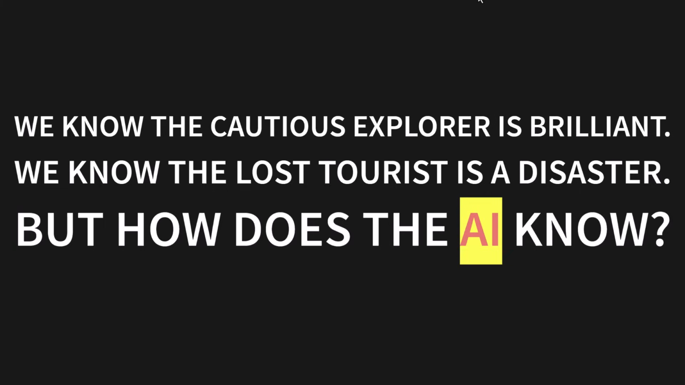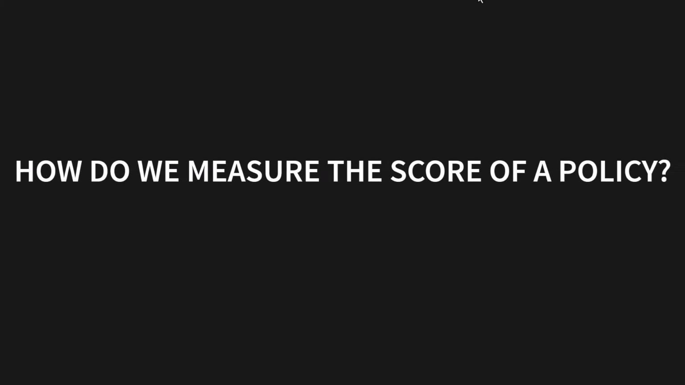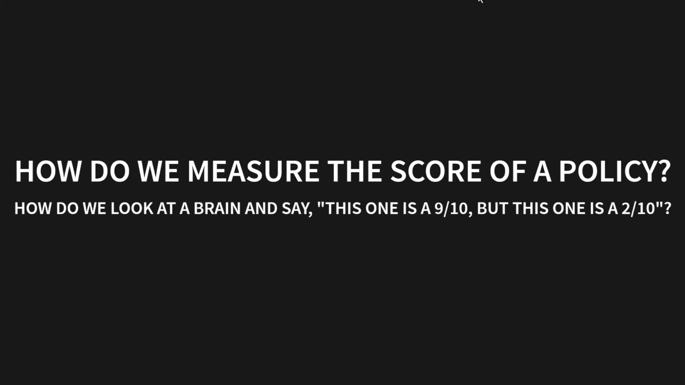But this raises a critical question. We have our cautious explorer policy. We have our lost tourist policy. Intuitively, we know one is brilliant and the other is a disaster. But how does the AI know? How do we measure the score of a policy? How do we look at a brain and say, this one is a 9 out of 10, but this one is a 2 out of 10?